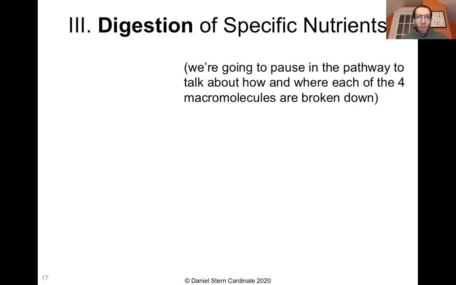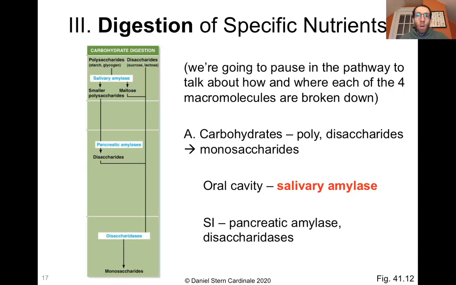Now we're going to pause for a few minutes in our look at the actual pathway that food takes through the digestive system to look at how specific nutrients are digested in the different compartments. So we're going to go through each of the 4 types of biological macromolecules and look at how and where they are broken down. We're going to start with carbohydrates.